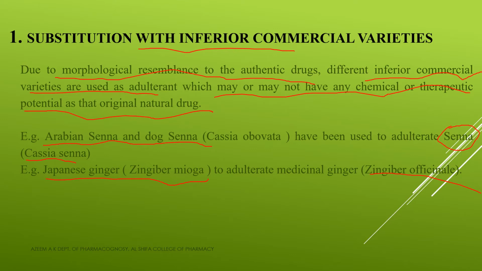So due to the morphological resemblance to the authentic drugs, different inferior commercial varieties are used as adulterants, and these may or may not have any chemical or therapeutic potential as that of the original natural drug. So the examples: Indian senna, that is Cassia senna, is adulterated with Arabian senna and dog senna. The second example is Zingiber officinale, the medicinal ginger, which can be adulterated with the help of Japanese ginger. Okay, so that is about the first method of adulteration, that is substitution with inferior commercial varieties.